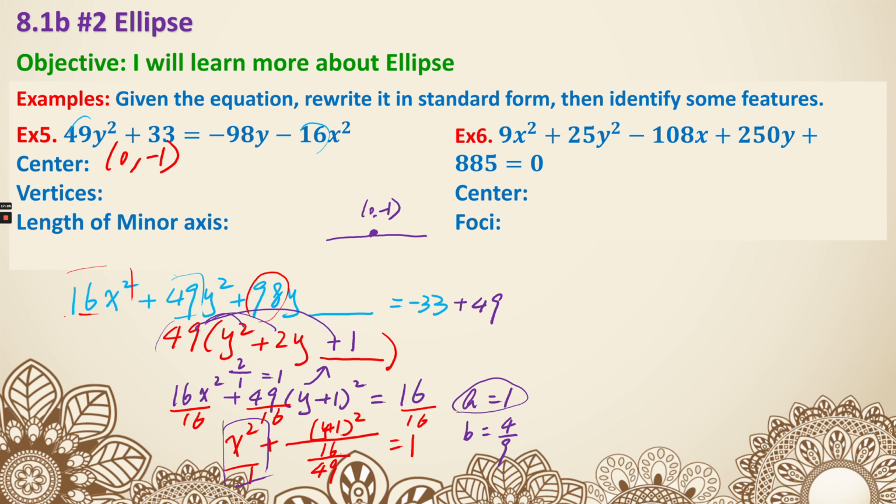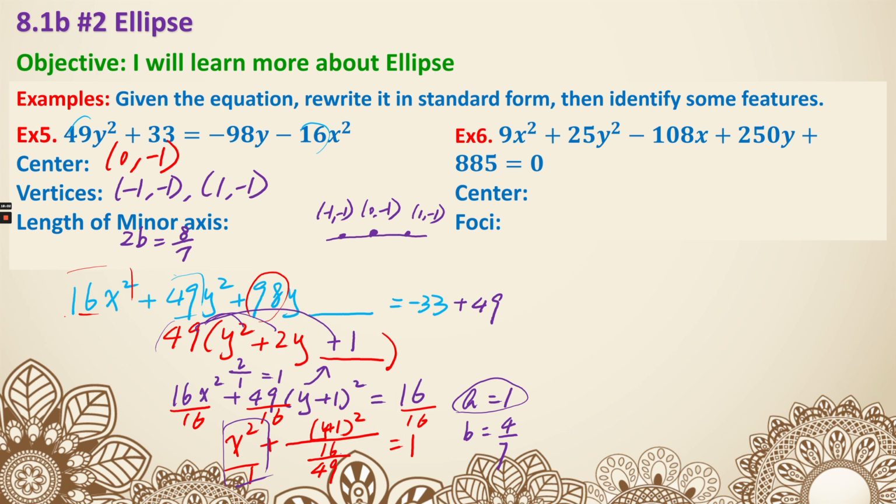It's 1 away, so it has to be on the positive side at 1, negative 1. And on the negative side, negative 1, negative 1. These will be my vertices. Again, they are 1 away, but it's horizontally away from that 0, negative 1. Length of minor axis, which again is 2b. Since my b is 4 over 7, I just need to multiply that by 2, which is 8 over 7. That is example 5.